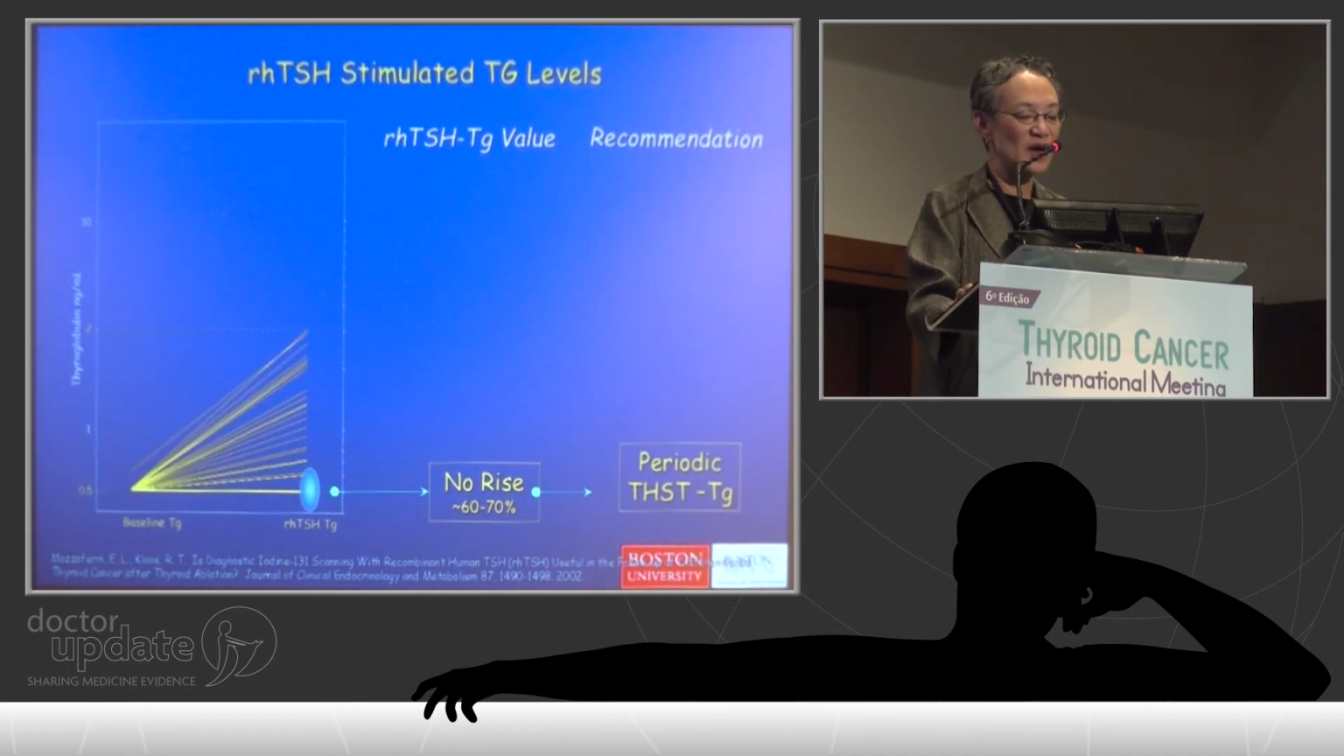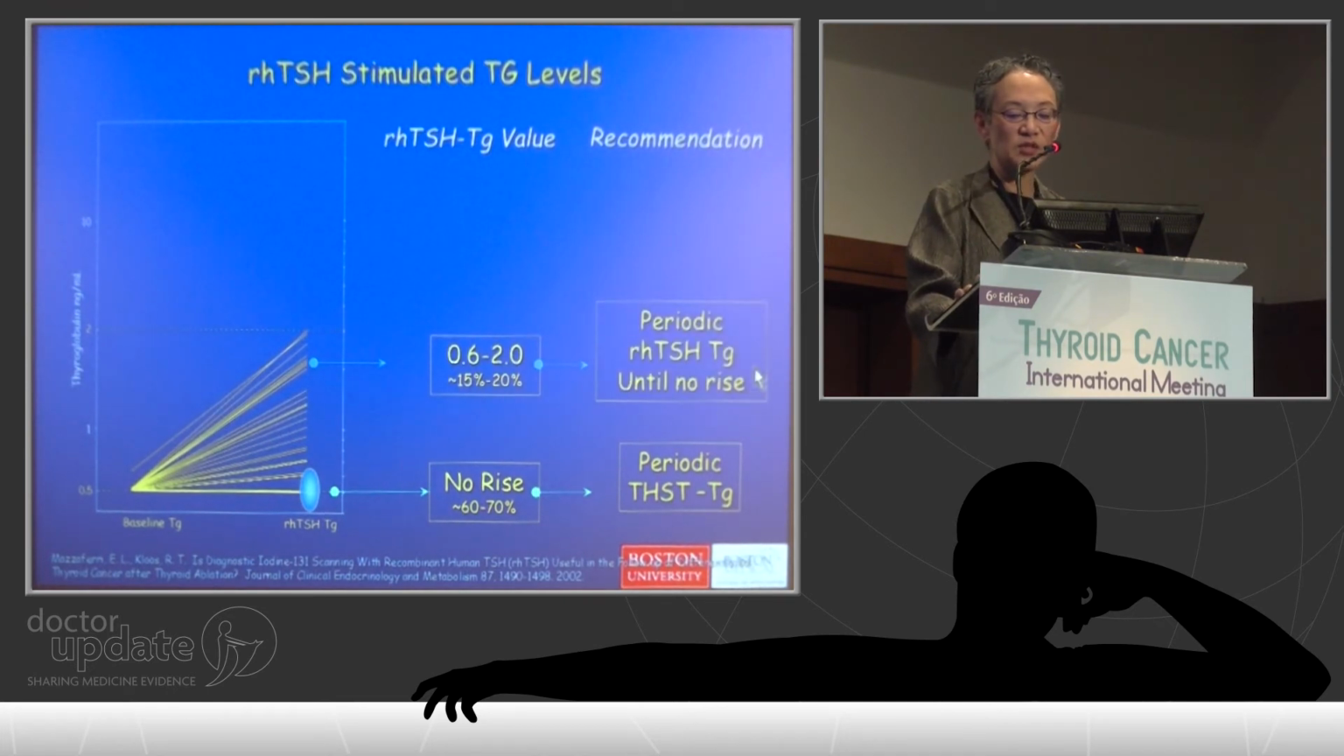On the other hand, if you have a patient that stimulates between measurable, 0.1 now, and 2, you're going to be a little more aggressive. You're going to do a periodic, maybe stimulated TG, but in view of the supersensitive TGs now, most of the time I just watch these patients and I don't repeat the stimulated TG.